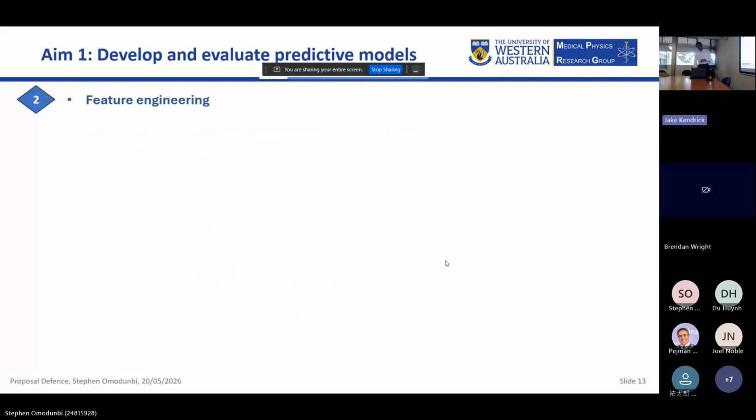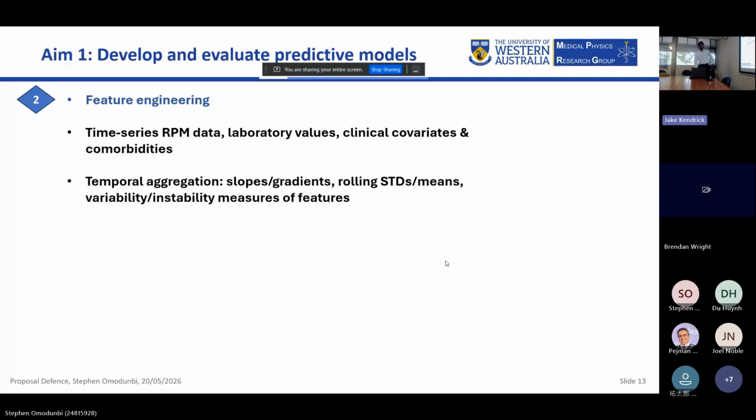During aim one, it's also going to involve feature engineering. We're going to have all these types of data: time series data, lab values, comorbidities. So one thing we're definitely going to want to use is temporal aggregation using slopes and gradients, rolling standard deviations and means, checking the variability of different data points. For instance, blood pressure. Maybe we really just want to see the variability of the blood pressure rather than mean values or anything like that, but it depends on each data point. And encoding comorbidities and covariates, and of course, encoding the target from PD to HD transfer.